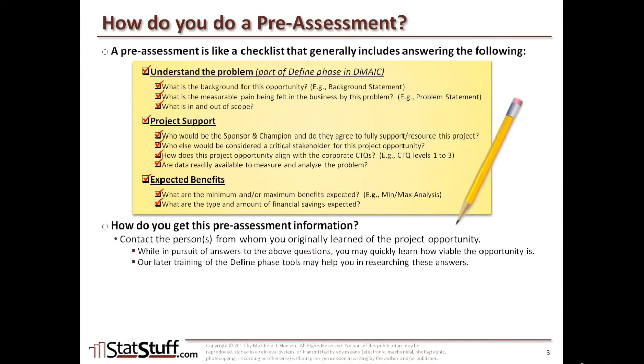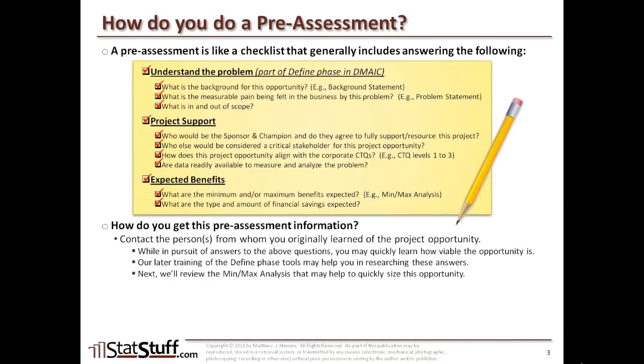And later on, we're going to get into the define phase tools that will help you in understanding some of these other areas that are related to the define phase, like the problem statement and background statement. So these are things, even if you did this now during the pre-assessment, you're basically doing some of those things as part of the define phase right up front in the very beginning as part of this process. So it's not going to be wasted effort at all.